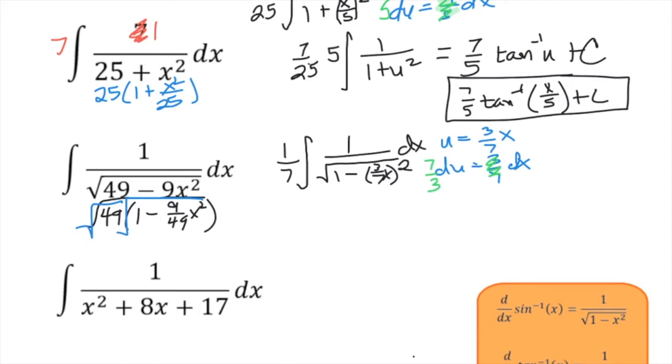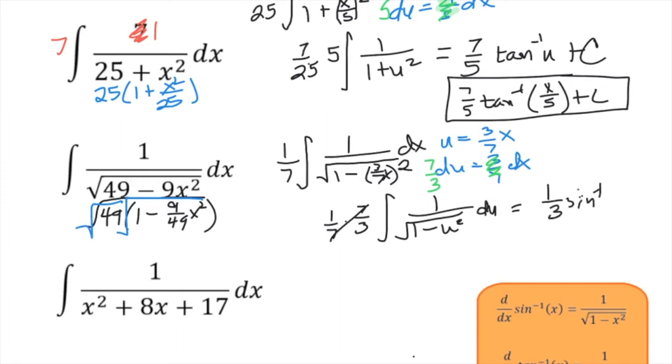So my integral becomes, I had that 1/7 already out, now I've got a 7/3, times 1 over the square root of 1 minus u squared. Okay, so it is 1/3 inverse sine, and I'm going to resubstitute just for the sake of space here, 3/7 x plus c.